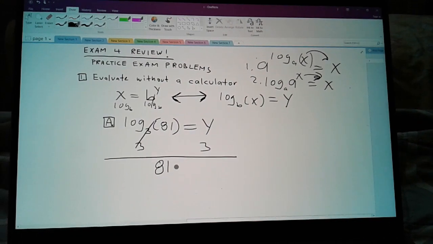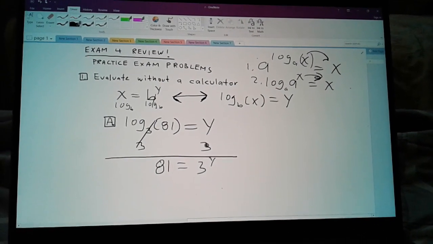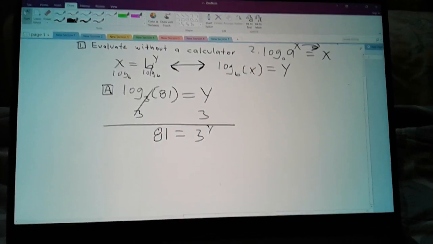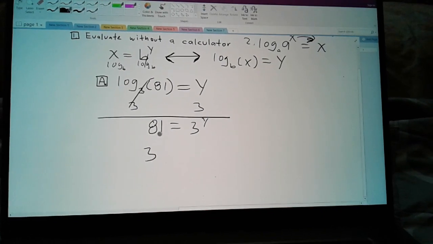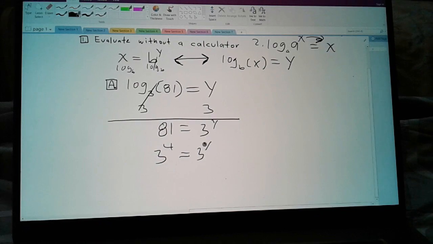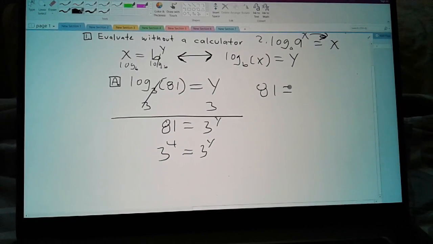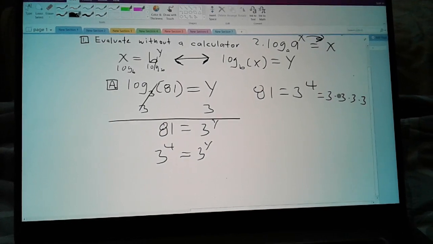So I tell myself 81 is equal to 3 to the power of y. Whatever I do to one side of an equation, I have to do to the other. But what is 81? Isn't 81 just 3 times 3 times 3 times 3, 4 times? Yeah, if I multiply it by itself four times, I get 81.